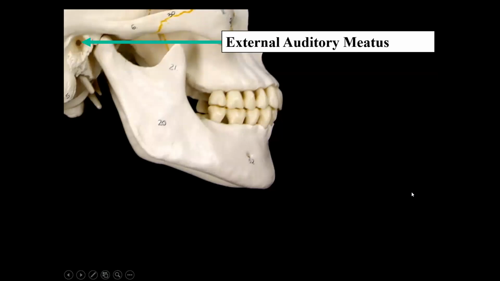Just to show you the counterpart, there is the external auditory or acoustic meatus. Their names go back and forth on here. That's where the ear is. That's the opening for the passage of the auditory nerve that goes into the brain.